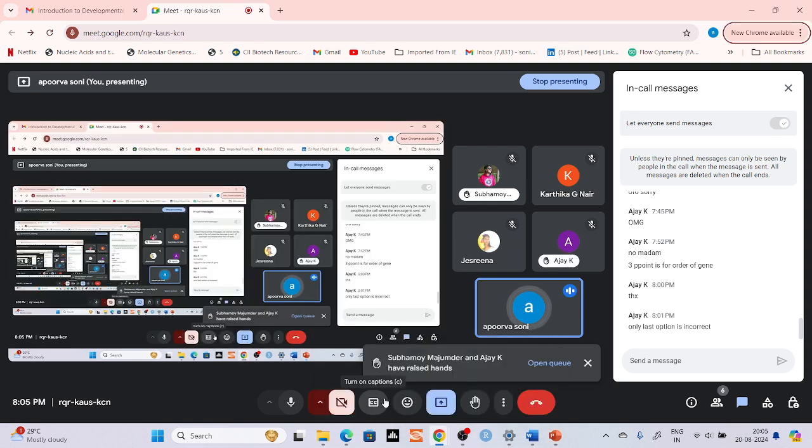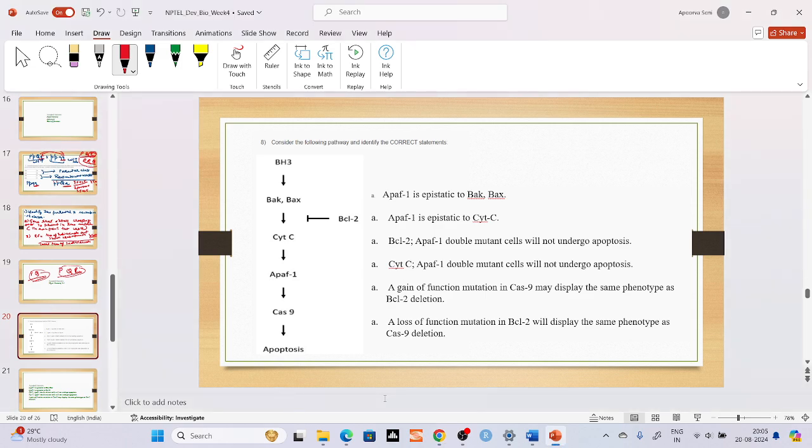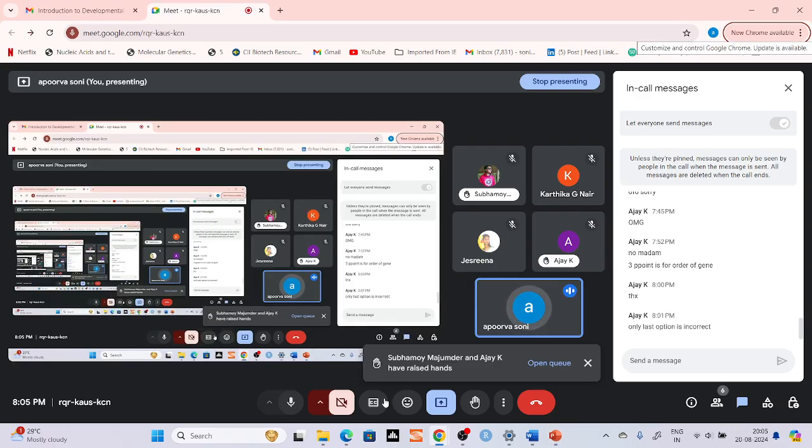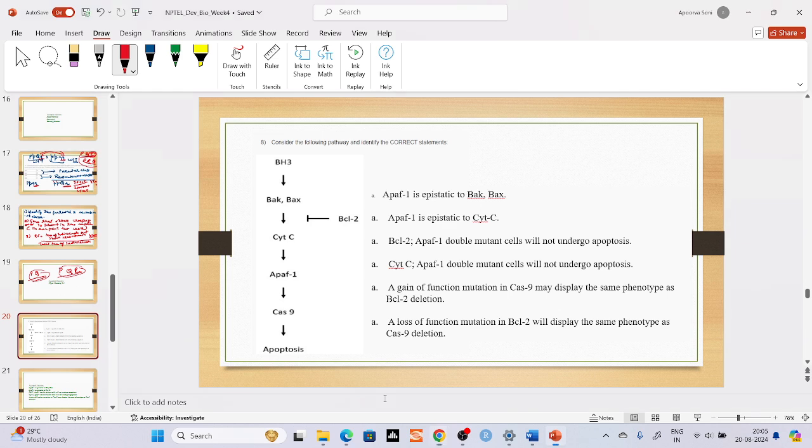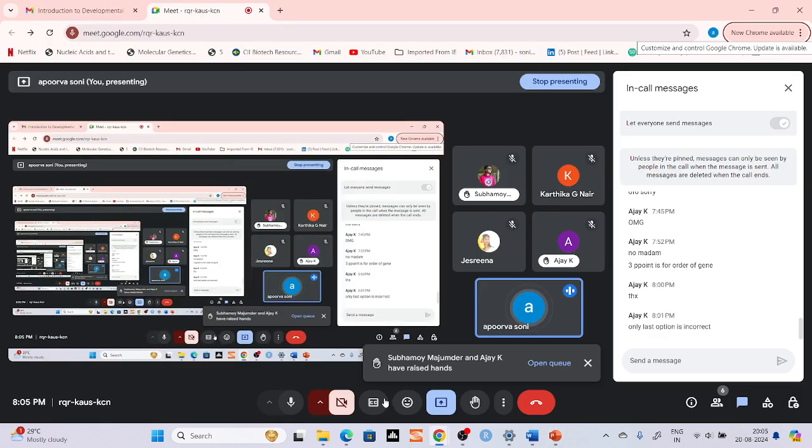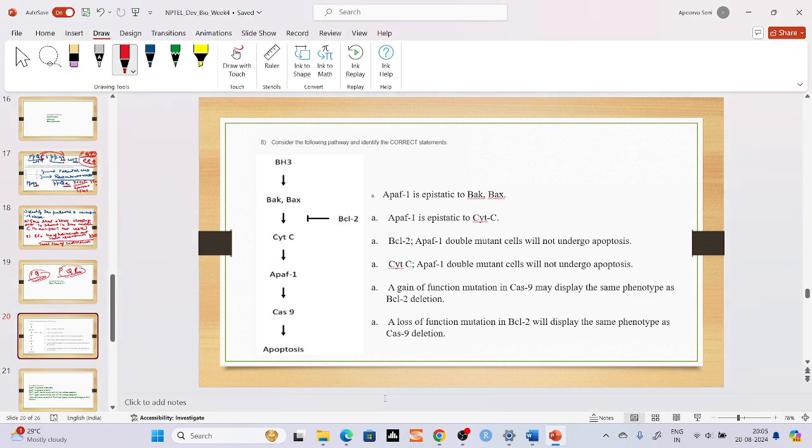So Ajay has answered that only the last option is incorrect. Anybody else who would like to try? Jasreena, Kartika, Shubhamoy, can you understand this question? Try to solve this question. See what they are asking.